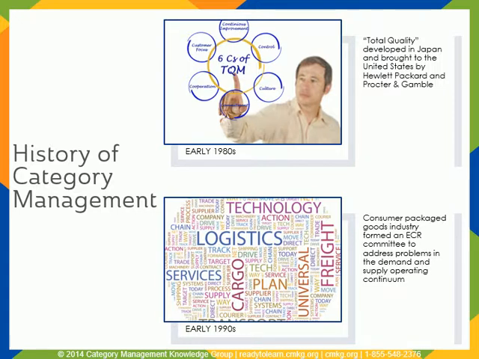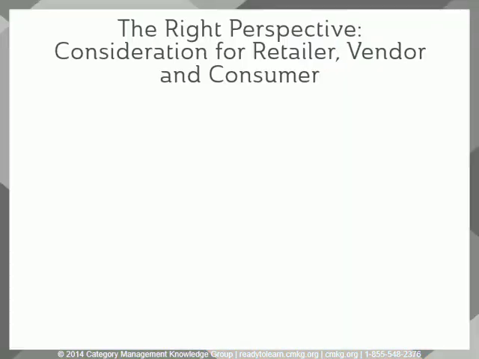In the early 1990s, the consumer packaged goods industry formed the Efficient Consumer Response Committee, or ECR. Its purpose was to address the multiple process collaboration problems then plaguing the industry across the entire demand and supply operating continuum. This committee determined that the industry needed to focus its problem solving around categories, not brands. Until that time, many buyers in retail organizations were buying by manufacturer or brand.